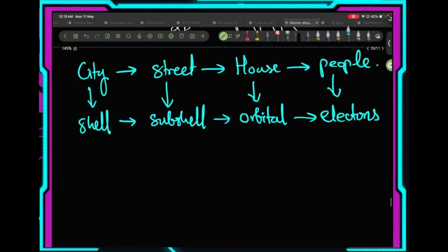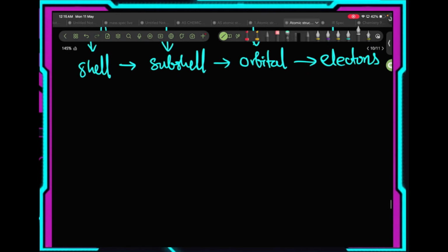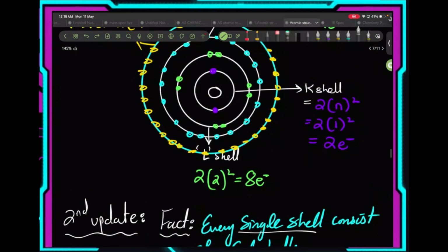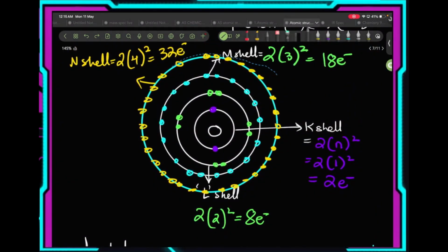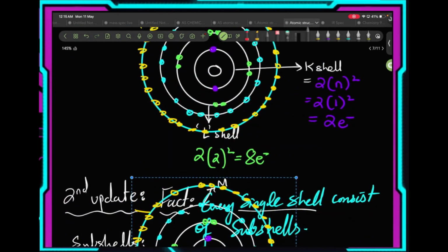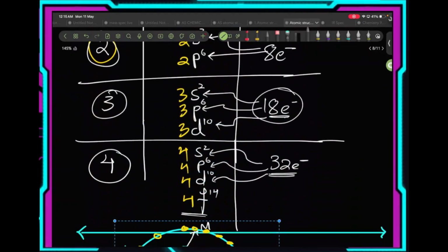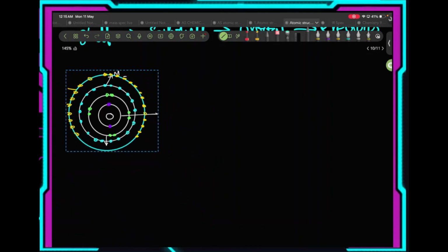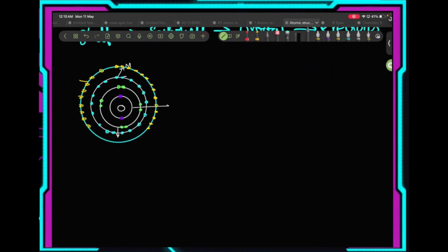Okay, so let's draw a diagram to visualize these shells. So if I draw the diagram of atomic structure right here for A levels, let me just copy the one which we made above, right? This one. Let's just copy this diagram and zoom in. This diagram right here, I'm going to zoom in on this part. Okay, so let's zoom in.